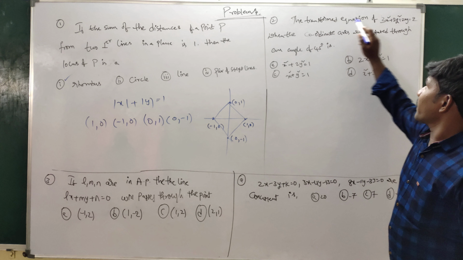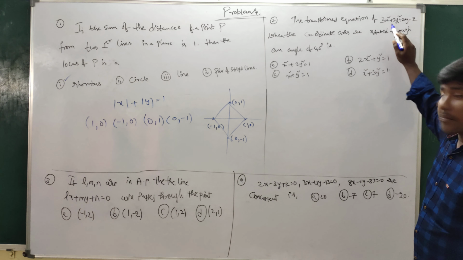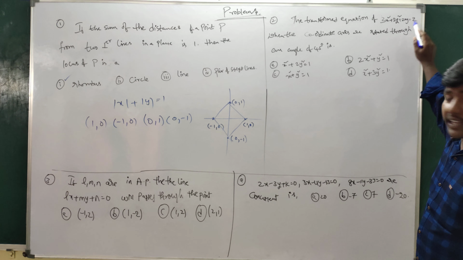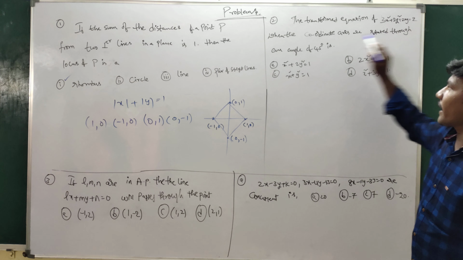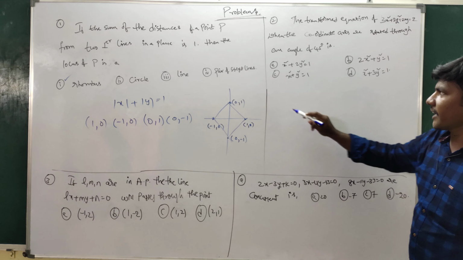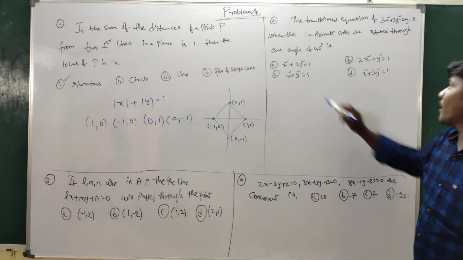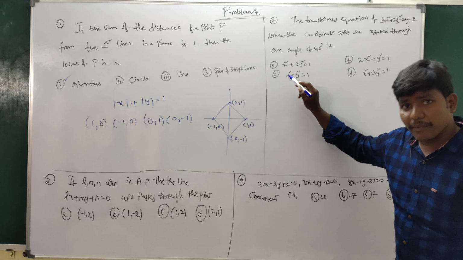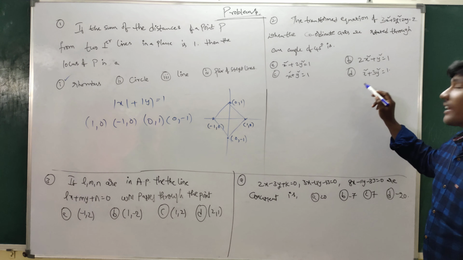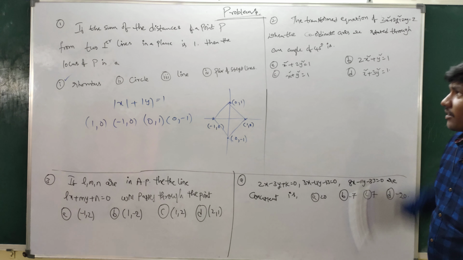The transformed equation of 3x square plus 3y square plus 2xy is equal to 2, when the coordinate axes are rotated through an angle of 45 degrees, is: option A x square plus 2y square equal to 1, option B 2x square plus y square equal to 1, option C x square plus y square equal to 1, option D x square plus 3y square equal to 1.